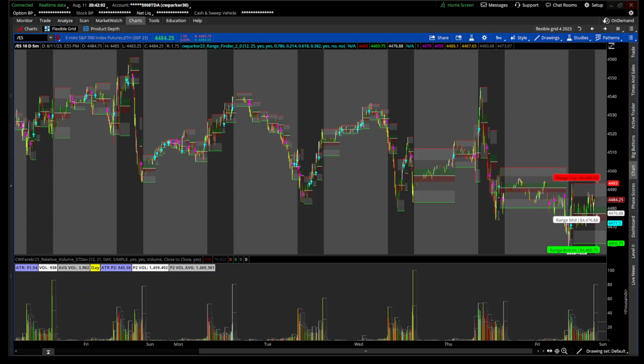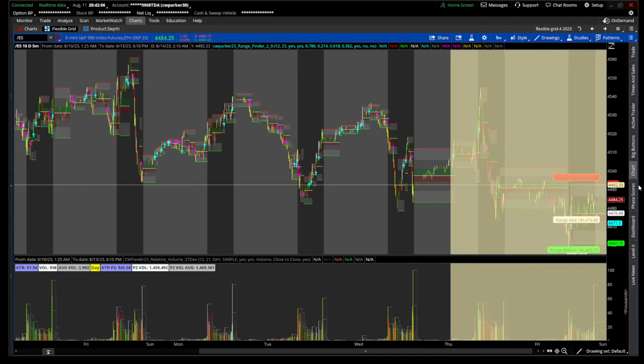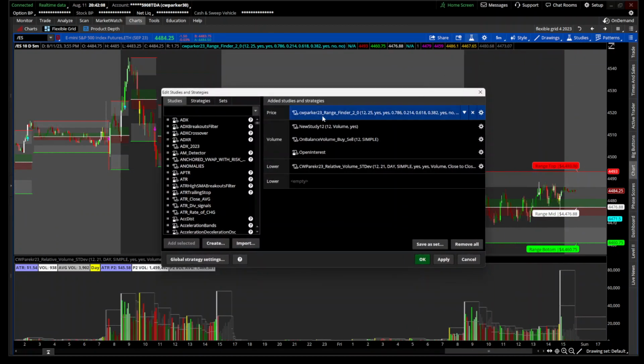Hey traders, Parker here with another indicator. Actually, the finished version of my range indicator. This is the CW Parker Range Finder Indicator 2.0.